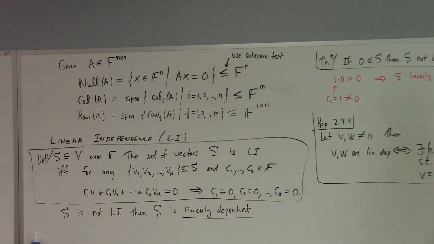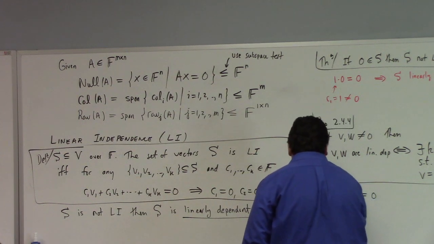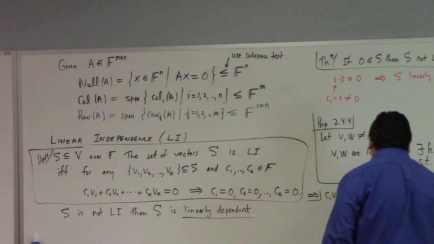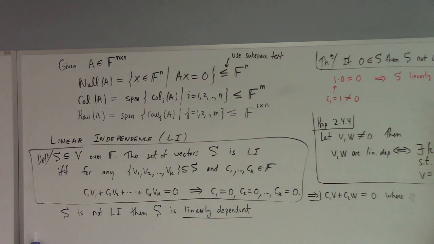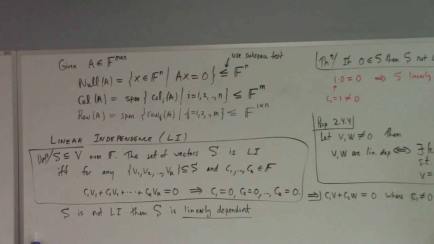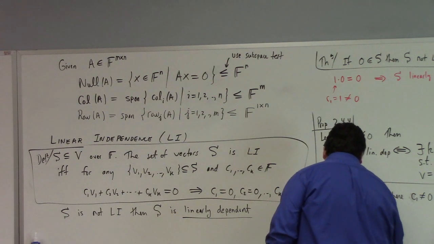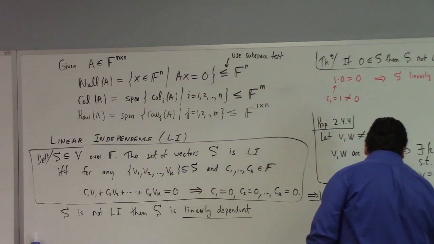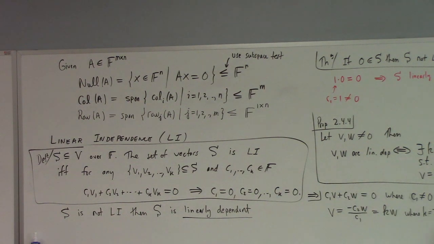So if V and W are linearly dependent, what's that tell us? That tells us that we can write C1 V plus C2 W equals 0, where at least one of these has to be non-zero, right? So let's suppose C1 is not equal to 0 without loss of generality. As such, we can say V is equal to minus C2 W over C1, which is just K times W, where K is equal to minus C2 over C1. I guess I do need to prove that K is non-zero, right?